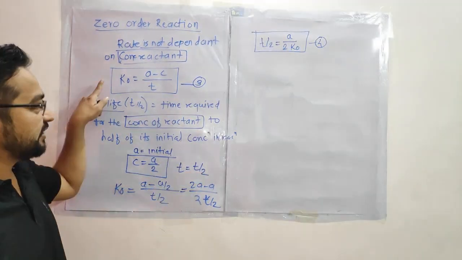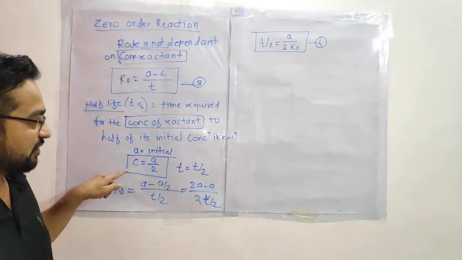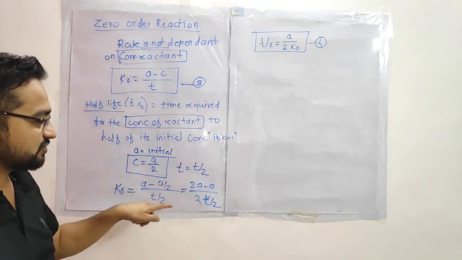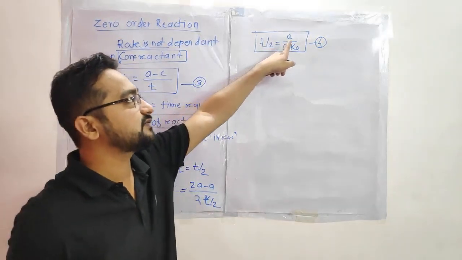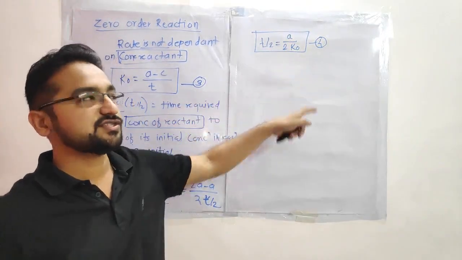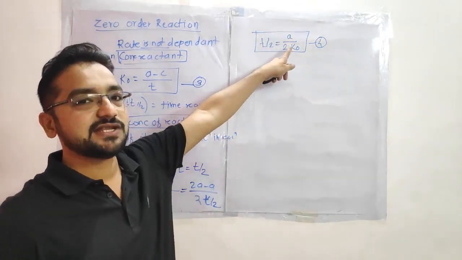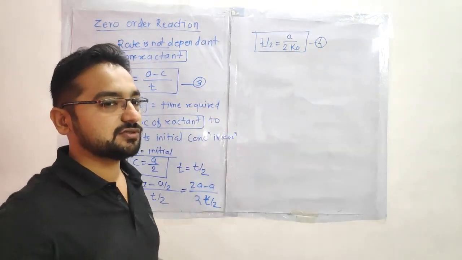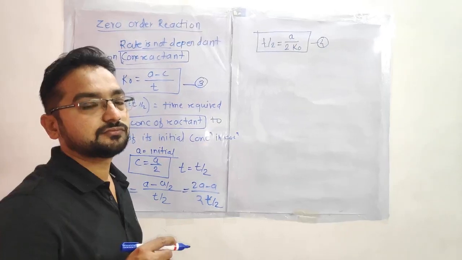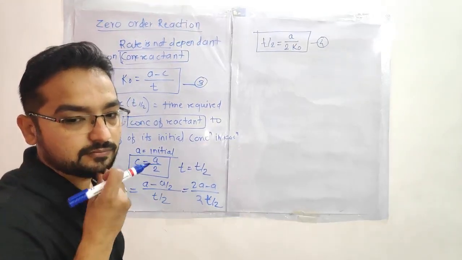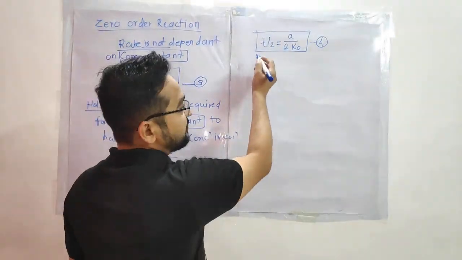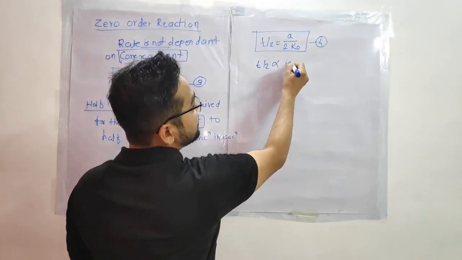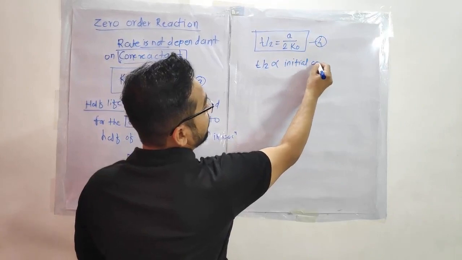So in equation number 3, if you substitute this value, instead of C you need to write A by 2. If you simplify this equation, you will get the final equation A upon 2k0. So your half-life is directly proportional to the concentration. What do you understand from this half-life equation? Half-life is directly proportional to the initial concentration of reactant.